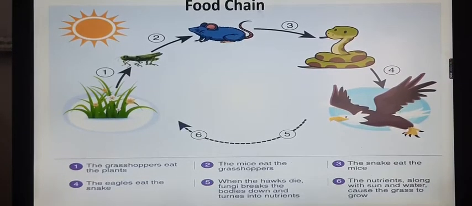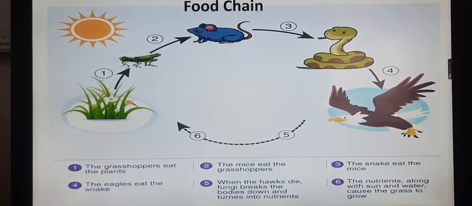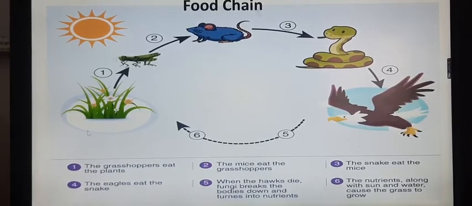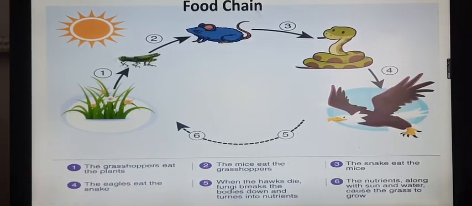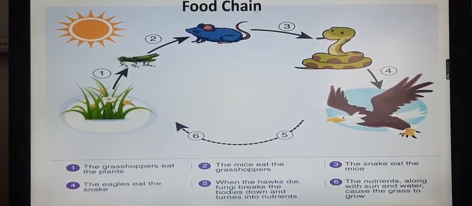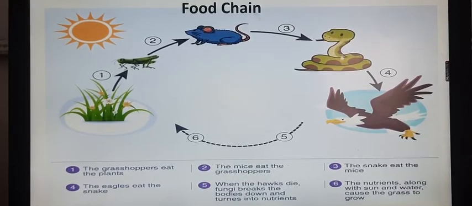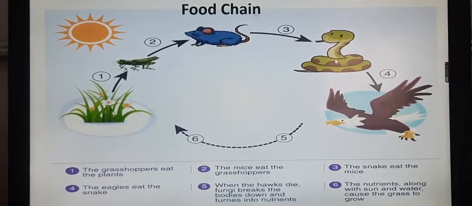Now food chain. So with this diagram we will be understanding the food chain. At the first level, the primary producers will be the green plants, and these green plants are eaten by primary consumers in this food chain. The primary consumer is the grasshopper. Grasshopper is eaten by rat. This will be the secondary consumer. Then rat is eaten by snake. Snake is the tertiary consumer. And snake is eaten by eagle. So this will be the top consumer.